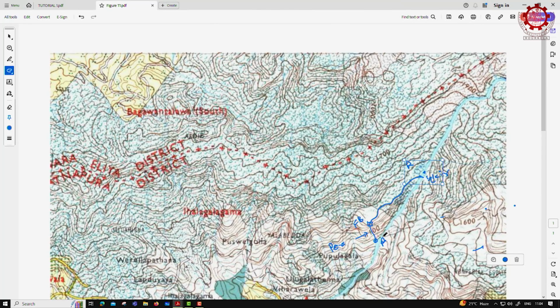Then we can count the number of contours we are cutting. Here we can see 1, 2, 3, 4, 5, 6, 7, 8, 9, 10, and between any two lines it is 20 meters. So, 20 into 10, our gross head will be 200 meters. So, these are the first part questions.